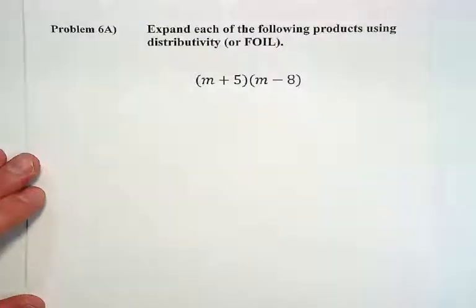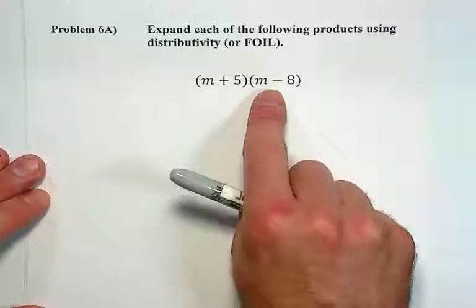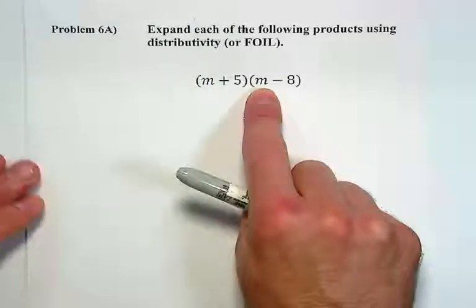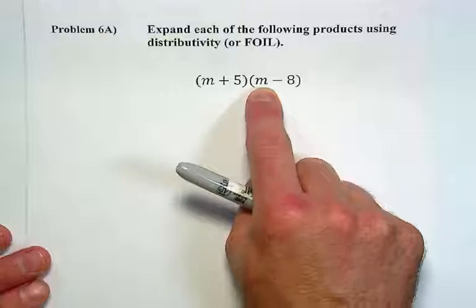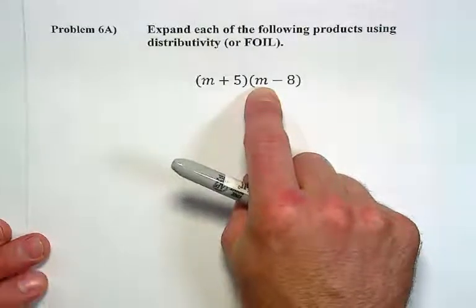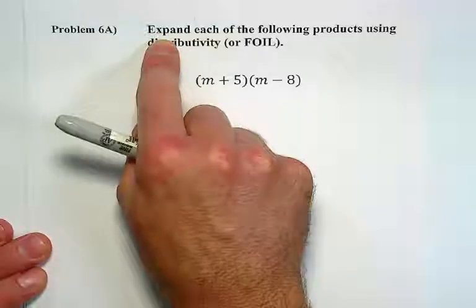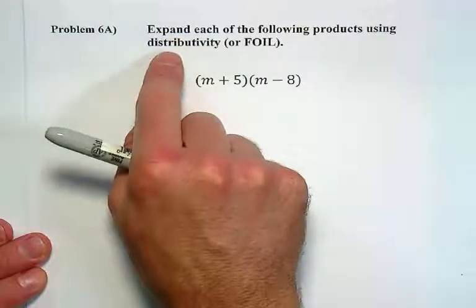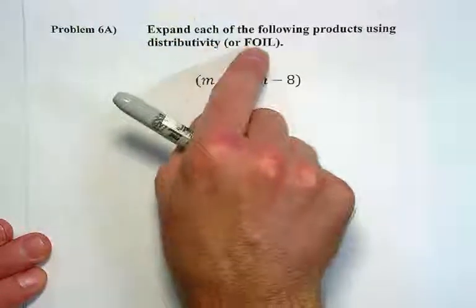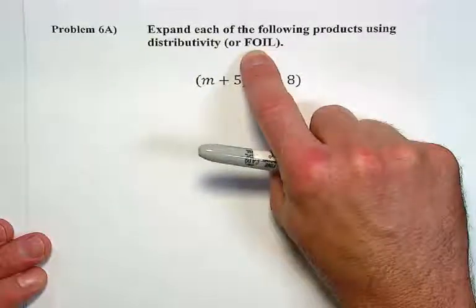Now that we understand what the word binomial means, let's take a look at a problem in which we multiply two binomials, 1, 2, together. We start this problem by reading every word slowly out loud to ourselves. Problem 6a, let's expand each of the following products using distributivity, or FOIL. We'll come back to the idea of FOIL in just a second.